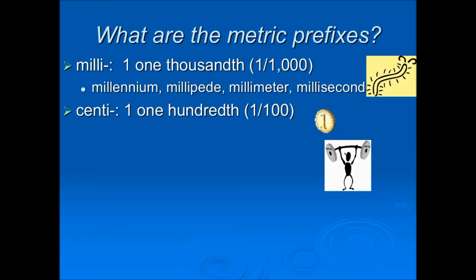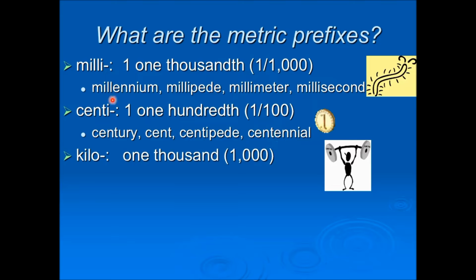Centi means 100th or 0.01 or 1 over 100. And common words that use this are century, like 100 years. A cent, which is 100th of a dollar. Centennial is 100 years. Kilo means 1,000, not 1,000th like milli, but a bigger number. So it means 1,000 of something, like a kilogram or a kilometer, meaning 1,000 meters or 1,000 grams.